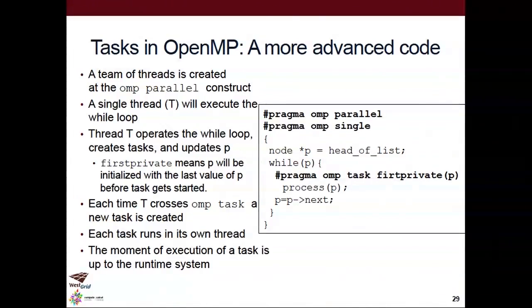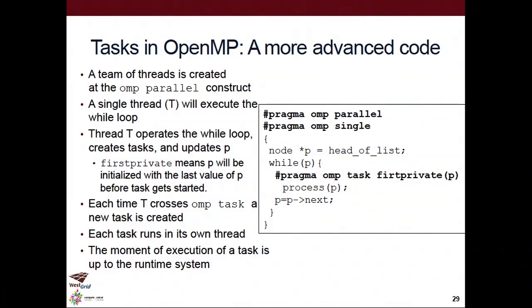And then we'll have a while loop. And within that while loop, I'm just creating a task, passing it an OpenMP task. So the one thread that had a chance to go through it will create a task, and then it will pass it this P, which was reading from the head of the linked list.